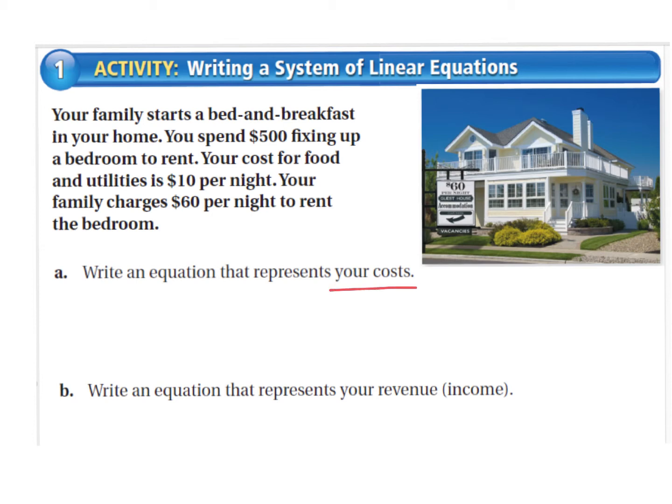The first one represents our costs. So we spend $500 fixing the bedroom up, and then it costs another $10 a night for food and utilities. So $10 per night is our slope. So we're going to write it in slope-intercept form, y equals 10x. And then we spent $500 before anything in order to fix up the bedroom. So we're going to add that as our y-intercept. So our first equation is y equals 10x plus 500.